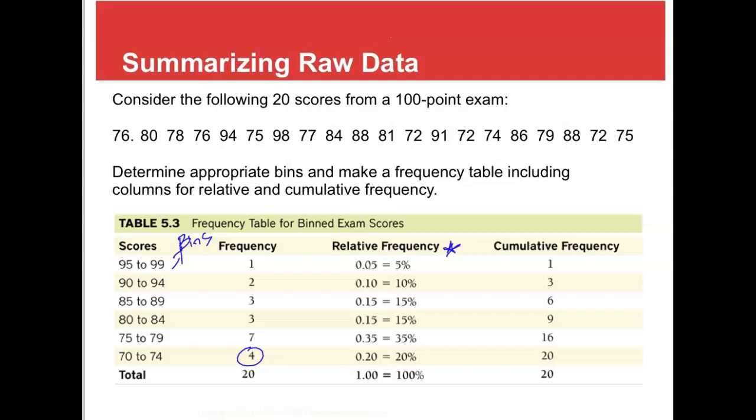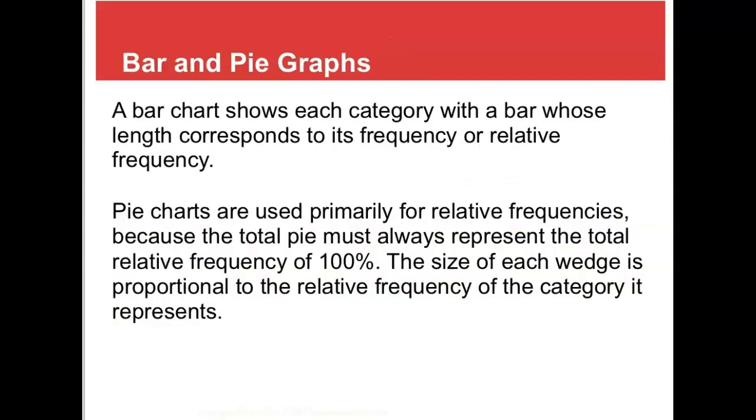And then we can also look at cumulative frequency. So how many people got at least a 95? Only one person. How many people got at least a 90? Well, that's 3, because there's 2 that got 90 to 94 and 1 that got 95 to 99. So let's see.